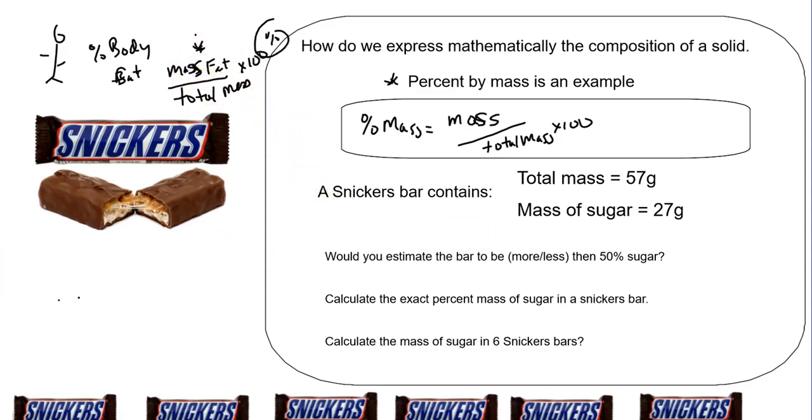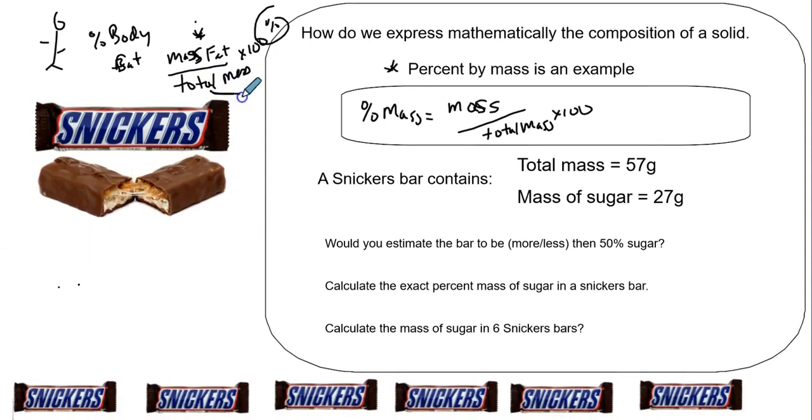Okay, so let's try this in terms of something that is obviously the best candy bar that a person could ever want, which is the Snickers bar. Total mass of a Snickers bar is 57 grams, and the total sugar as listed on the package is 27 grams. Could you estimate the bar to be more or less than 50%? Well, 27 plus 27 would be 54, so it's slightly less than 50%. It's not quite half of the total.